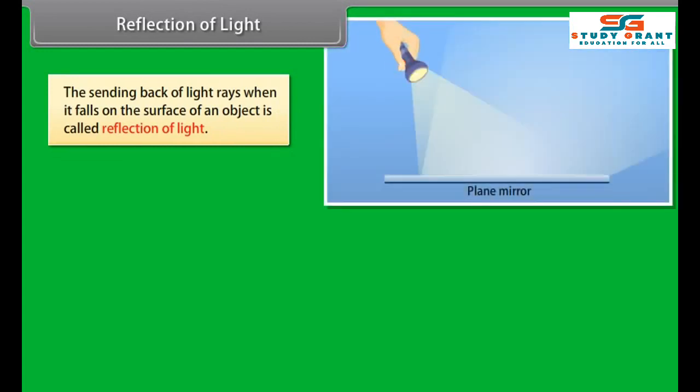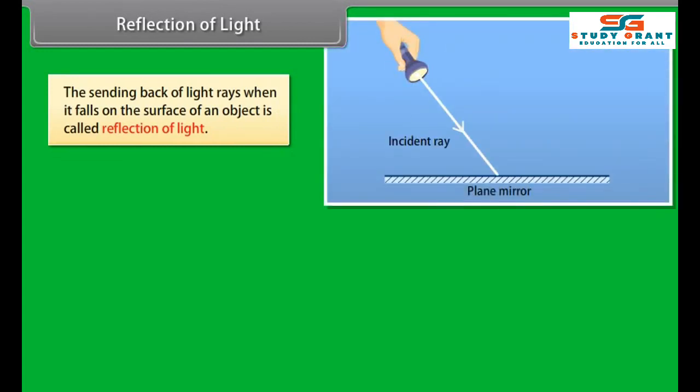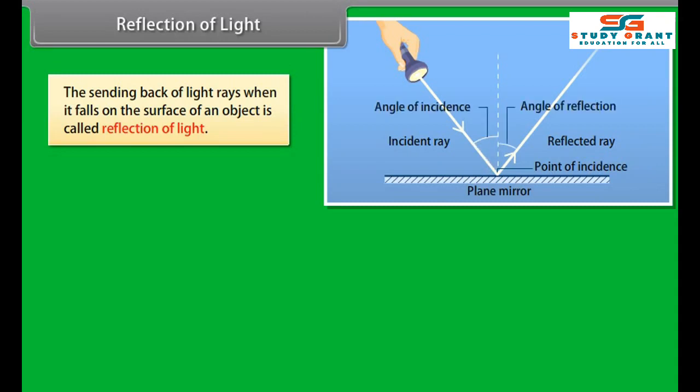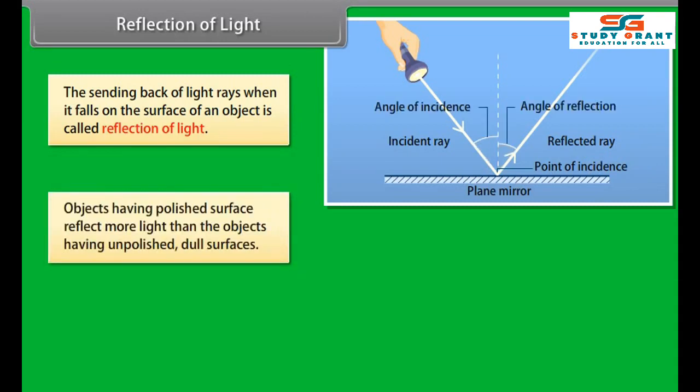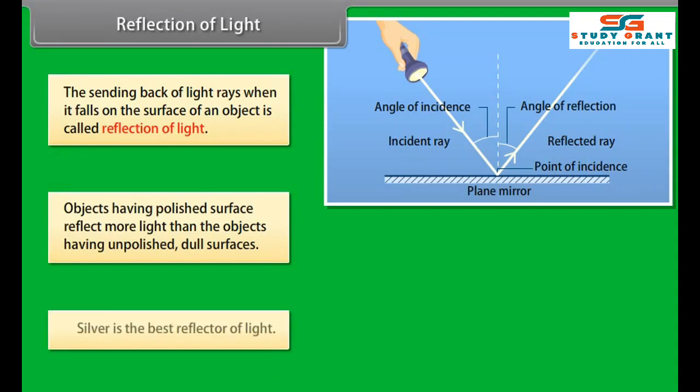Reflection of light. The sending back of light rays when it falls on the surface of an object is called reflection of light. Objects having polished surfaces reflect more light than objects having unpolished, dull surfaces. Silver is the best reflector of light. Reflection from plane surfaces.